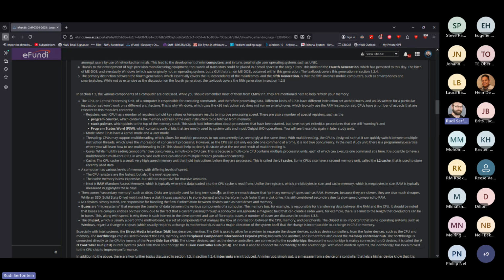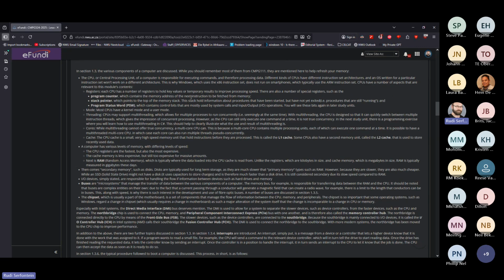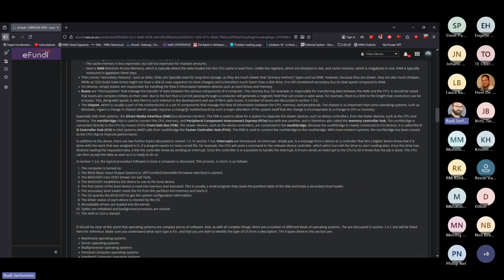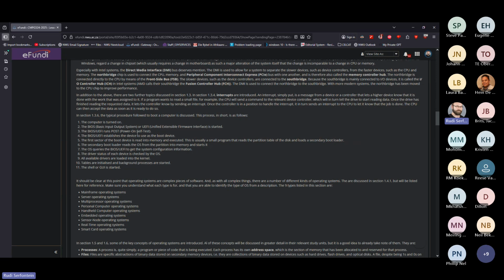With your various components of a computer, program counter, stack pointer, all of these are important to know as they are relevant to topics in other study units, but it's unlikely that you'll see direct questions from this. Same with things like your direct media interface, Northbridge, Southbridge, all of these things. The first thing in this lesson that is very important for you to know is the boot procedure.